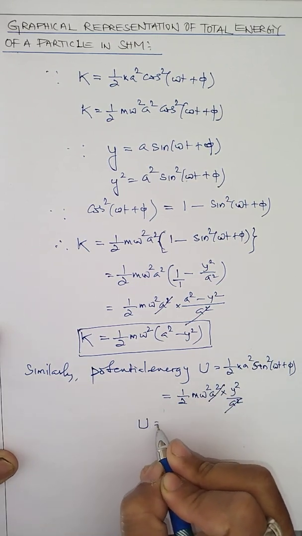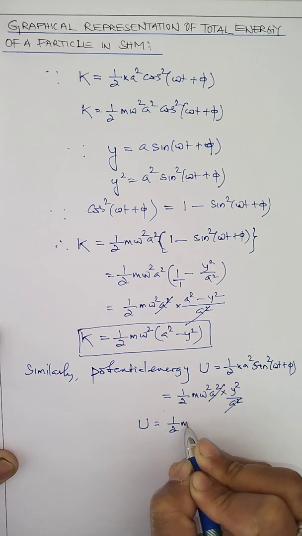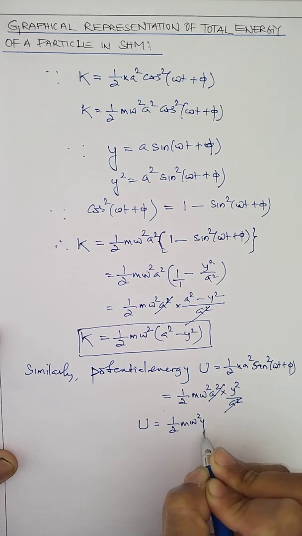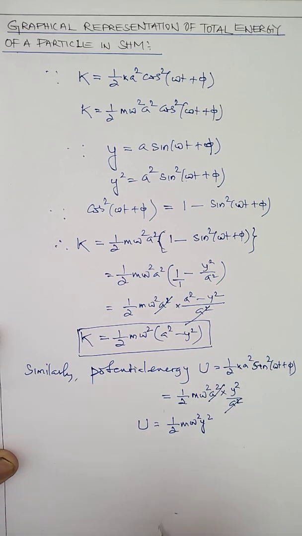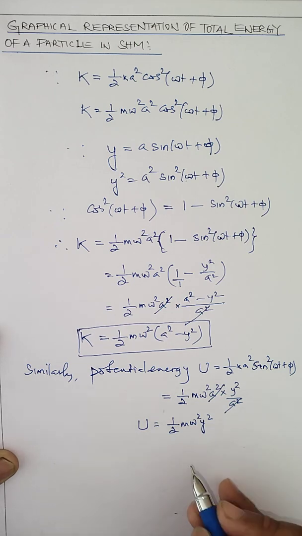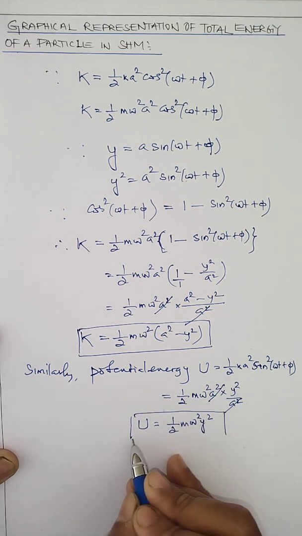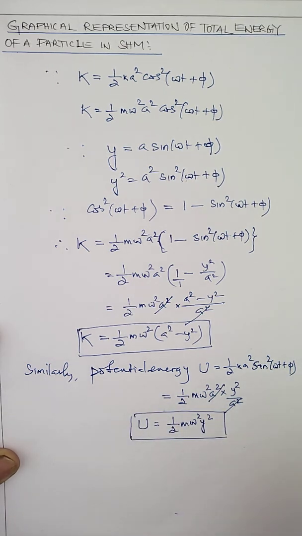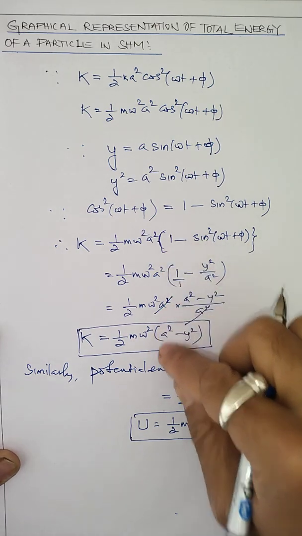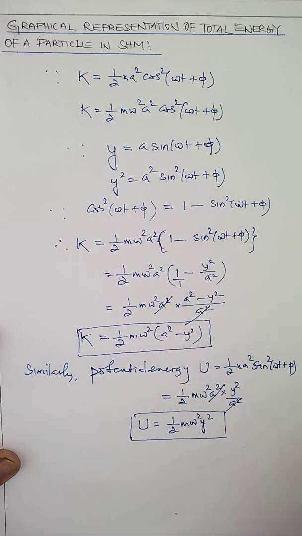So U is now half m omega square y square. You can see the expression of potential energy is given by half m omega square y square. And this is also the potential energy of the particle at any instant of time when the displacement is known. Now from these two relations, we can easily represent the total energy graphically.